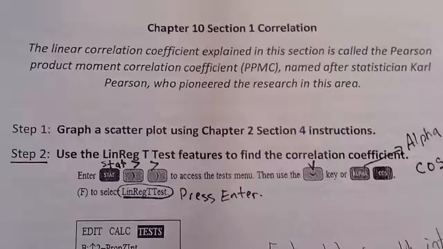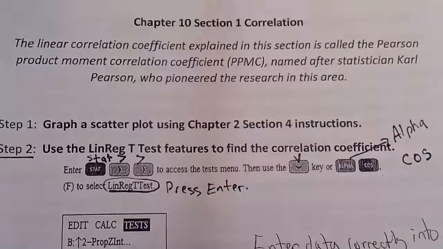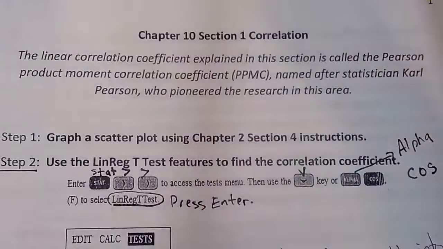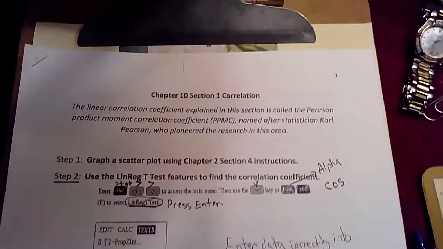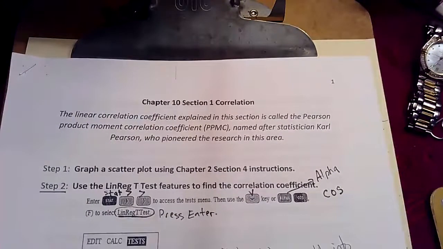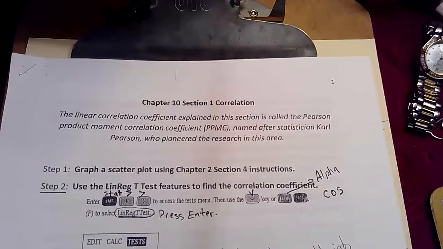Let's go back to the front page here. It says that the linear correlation coefficient explained in this section is called the Pearson product moment correlation coefficient, called PPMC. It's named after statistician Carl Pearson, who pioneered the research in this area. The first thing it says is to graph a scatter plot using chapter 2 section 4 instructions.